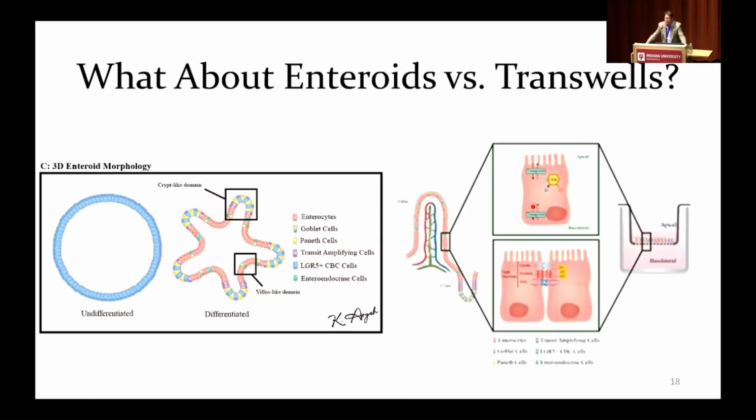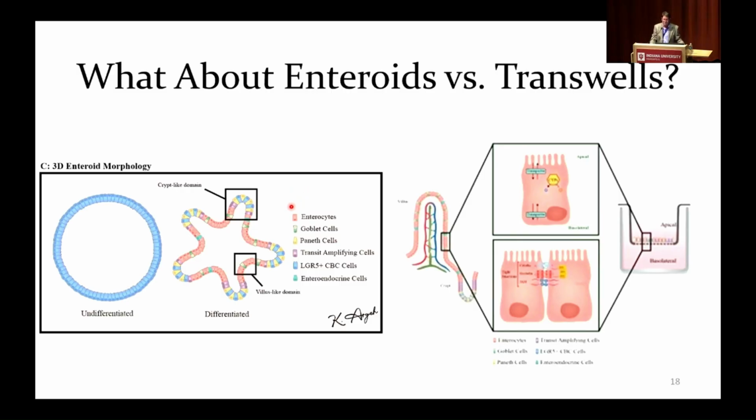Okay, but what about enteroids versus Transwells? A lot of people still use enteroids, and these are actually a really good system for things like disease modeling. For example, you could make Transwells from cystic fibrosis patients and look at how they respond to potentiators and correctors. So it's a very good model system for disease modeling. But again, like I said, we're part of the transporter elucidation network.